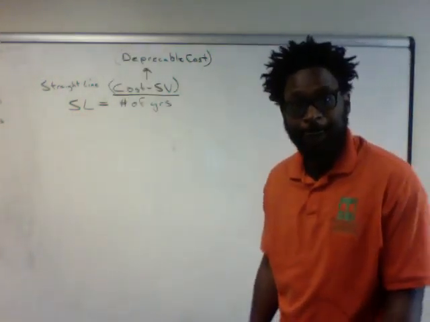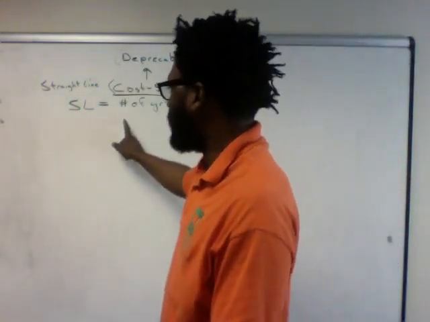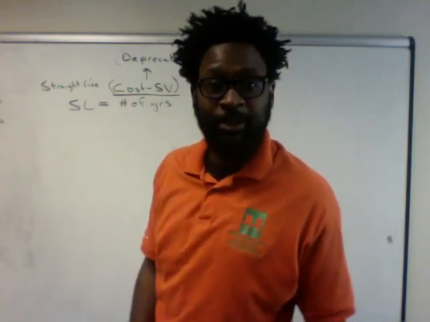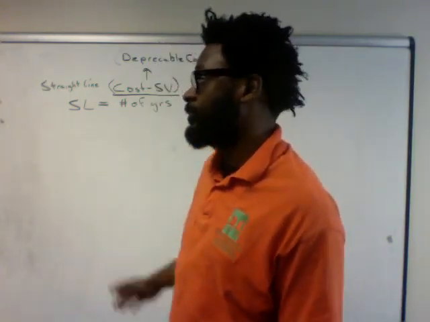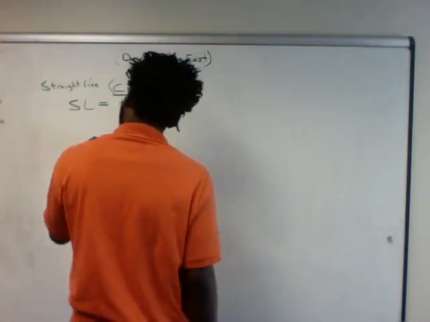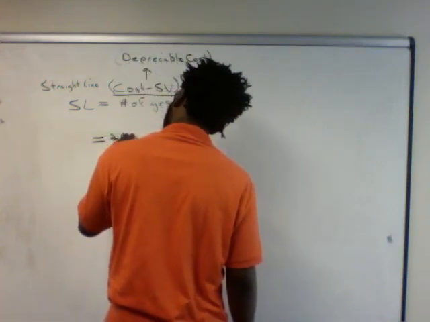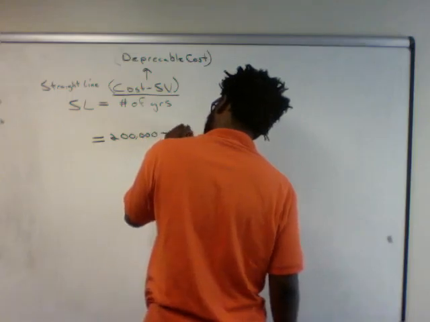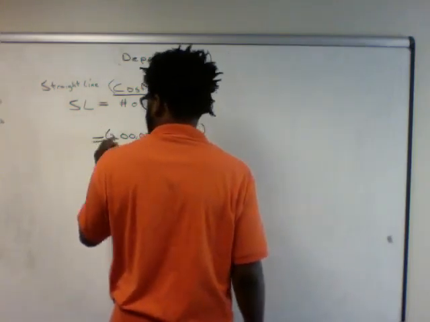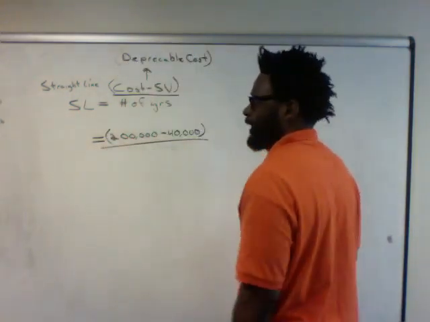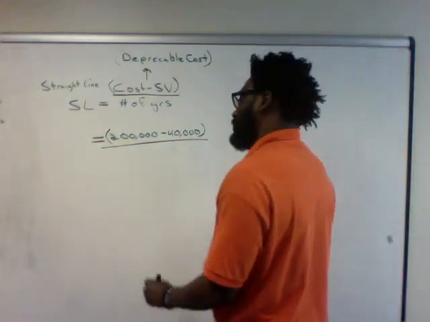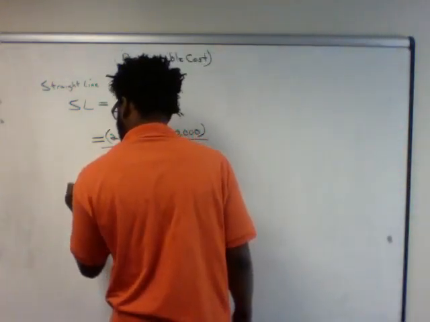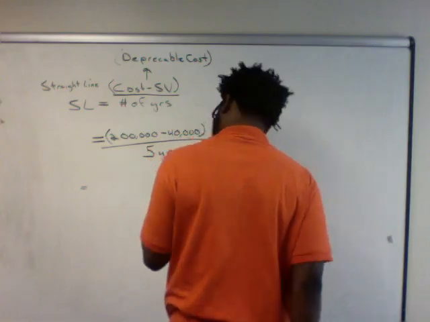All right? And so we could apply depreciation expense for the first year based on using this formula on the straight line. And so we know the cost for the truck is $200,000. The salvage value is $40,000, which gives us a depreciable cost of $160,000, as we already said. And the number of years, 5 years. Pretty piece of cake, right?